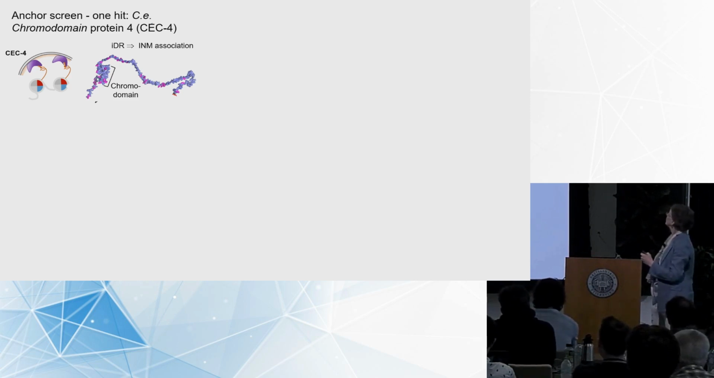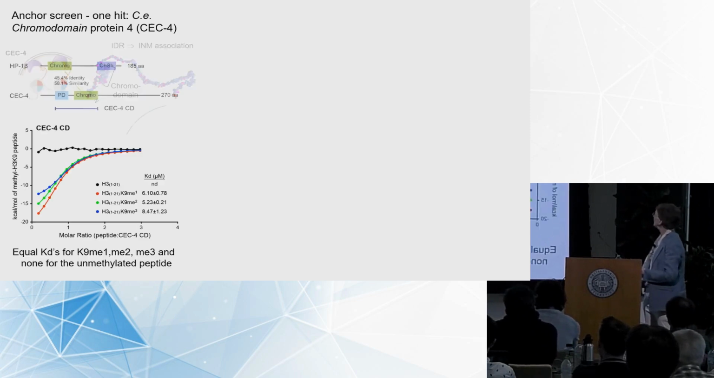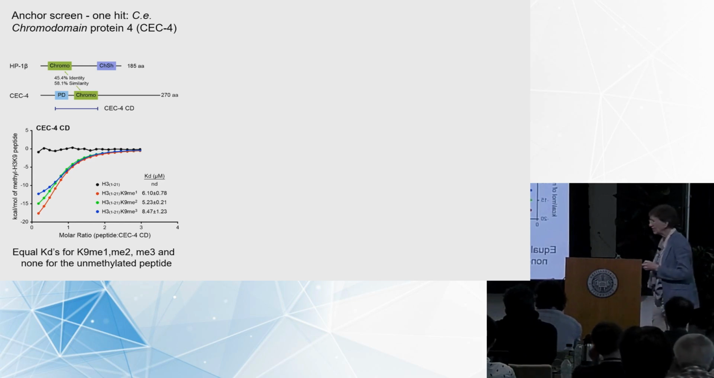It's called chromodomain protein 4, so it obviously has a chromodomain which recognizes K9 methylation, and a large IDR, so a denatured, or non-structured domain. So the chromodomain is very similar to the HP1 chromodomain, and a less structured domain is the C-terminus. You need both sides of it to mediate function.